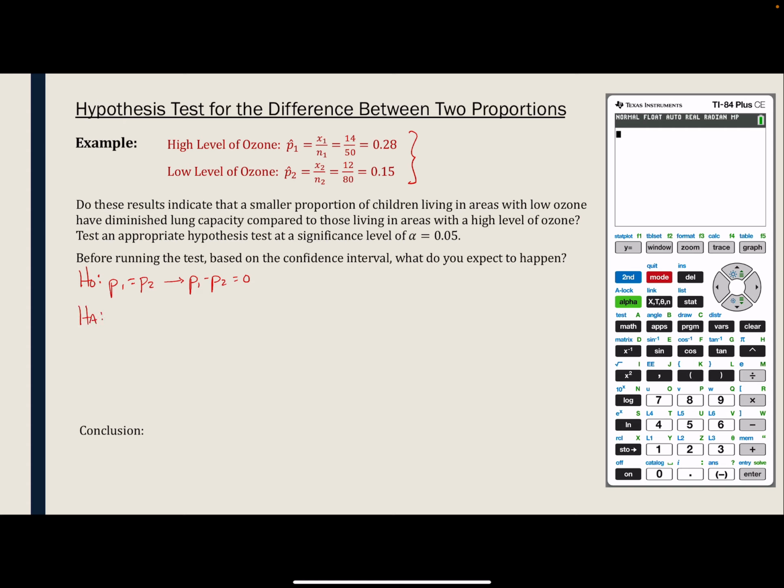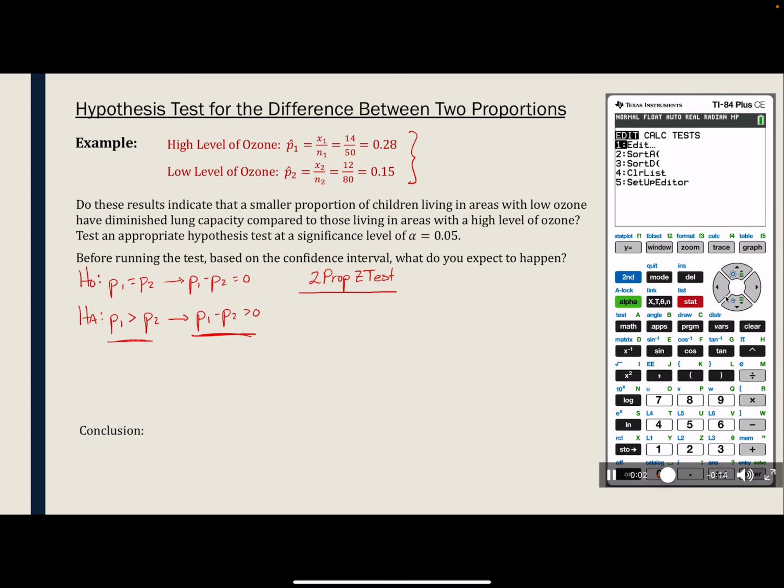So the command is going to be a 2PropZTest, and it's going to run the same way as the 2PropZ interval. And if you've already done the 2PropZ interval, all the information from that interval is going to automatically populate into the test. And we find it in the same place, stat tests. It's just not as far down. So it's number 6.